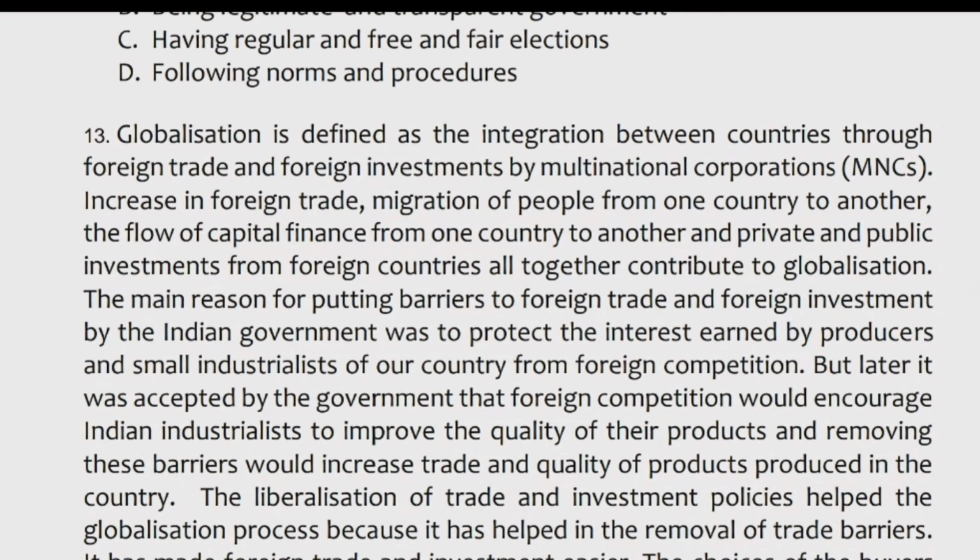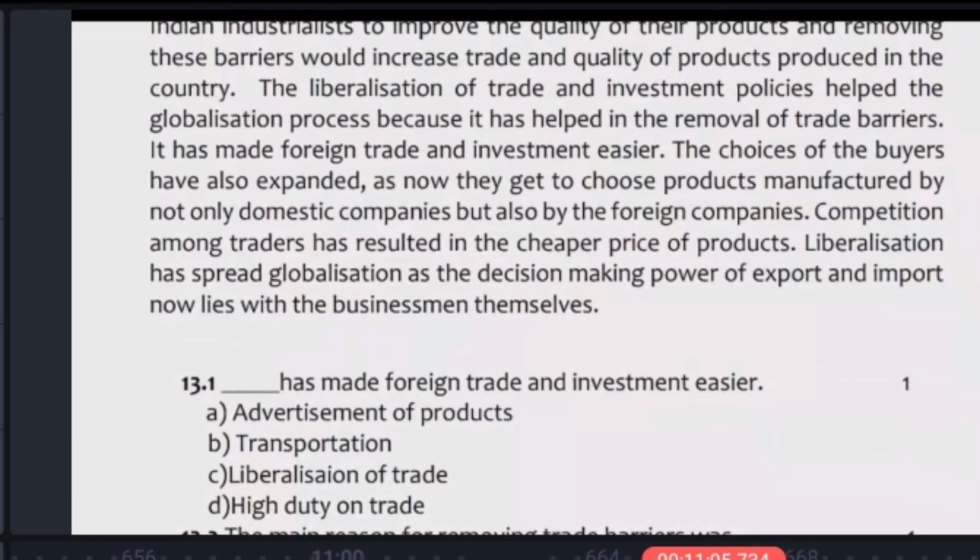The liberalization of trade and investment policies helped the globalization process because it has helped in the removal of trade barriers. It has made foreign trade and investment easier.